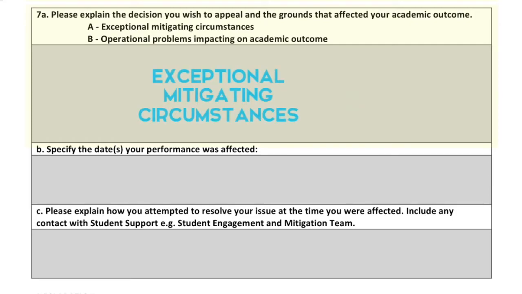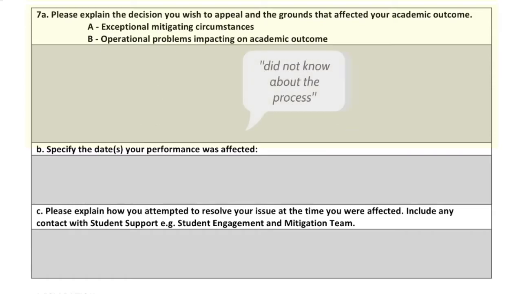If you are appealing on the grounds of extenuating mitigating circumstances, you should also include an explanation of why the university were not informed about this at the time it happened. Simply stating you did not know about the process will not be enough for your appeal to be upheld. You will need to explain why you did not apply for mitigation at the time.